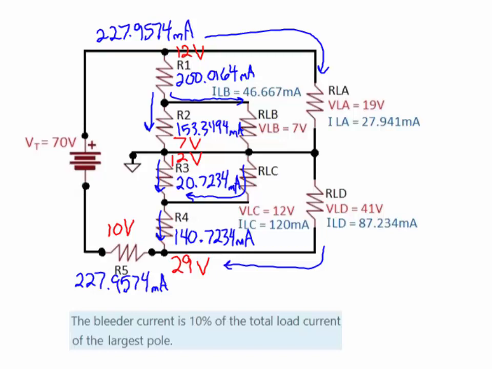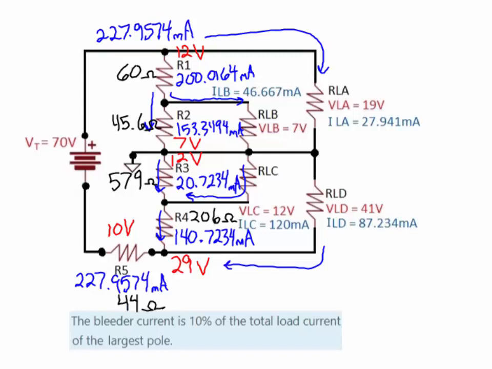So for resistor 1, we get 59.995, or roughly 60 ohms. Resistor 2 is 45.6 ohms. Resistor 3 would be 579 ohms. Resistor 4, 206 ohms. Resistor 5, 43.9 or 44 ohms. And that gives us the values of every component in this circuit.